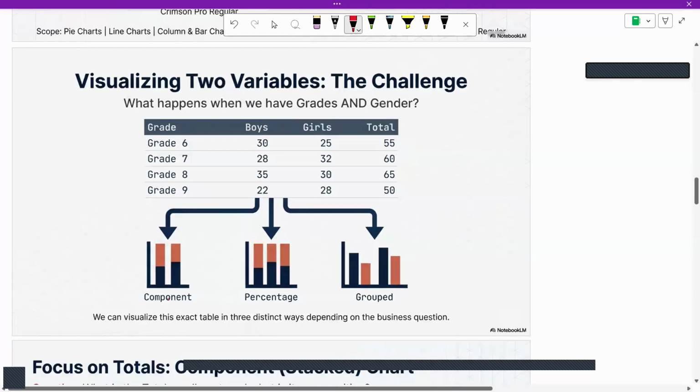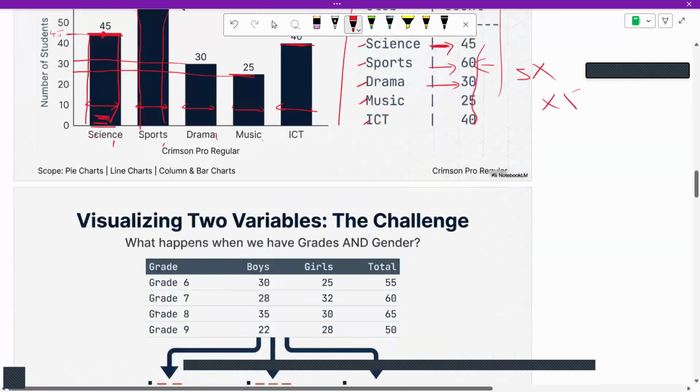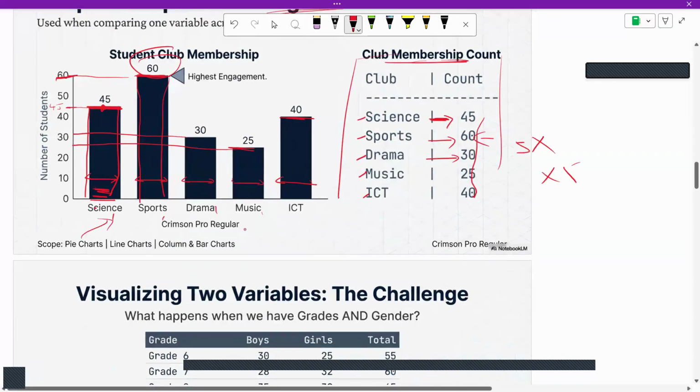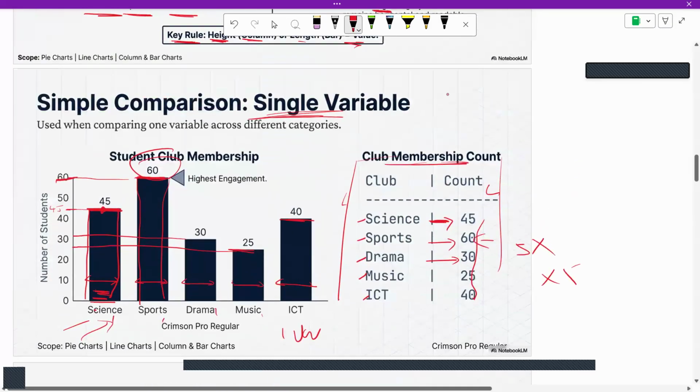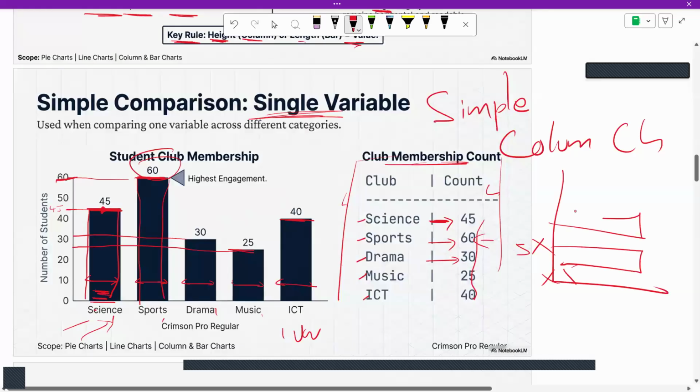Here, there are different techniques when presenting a bar chart or column chart. So there are three categories. One is component. Earlier we discussed this one. This chart has only one variable. What is the variable? The club and count. Only one. There are no categories within that. So it is called a simple bar chart, a simple column chart. If we draw in this manner, this is called a simple bar chart.